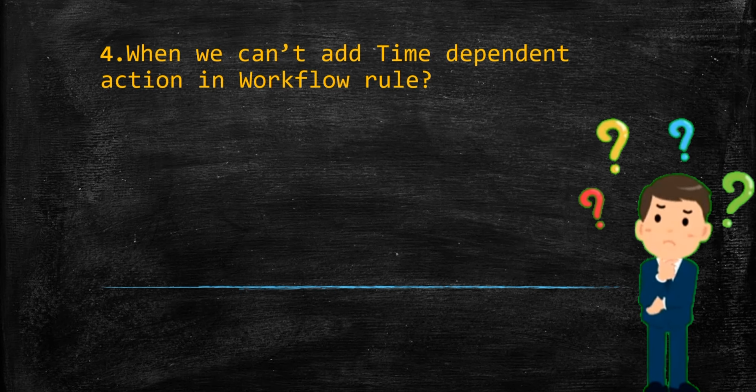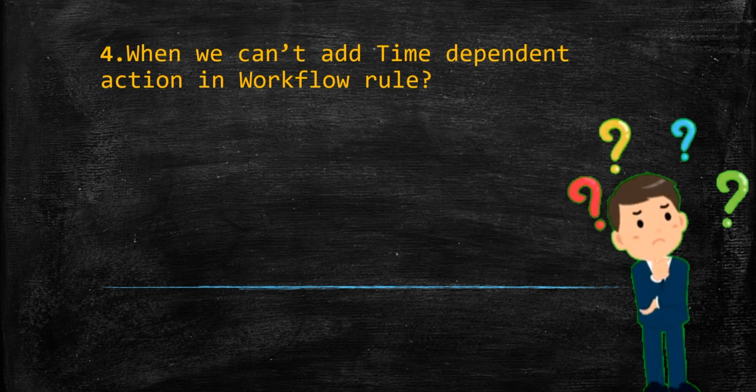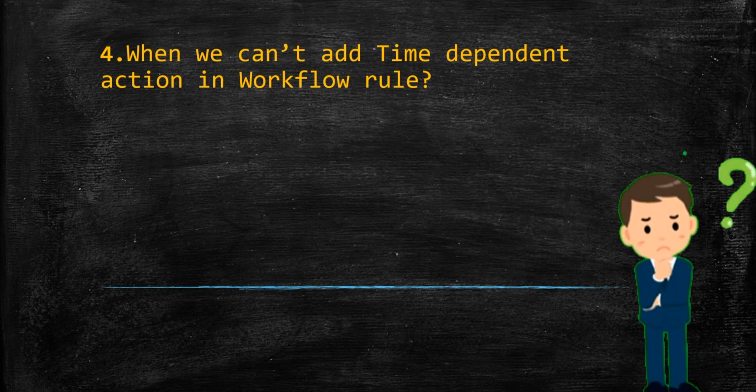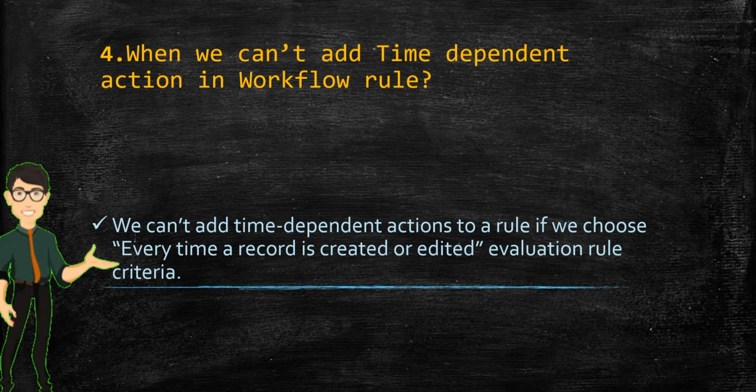So the fourth question is, when can't we add a time dependent action in a workflow rule? The answer is, we can't add a time dependent action to a workflow rule if we choose the evaluation criteria every time a record is created and edited.